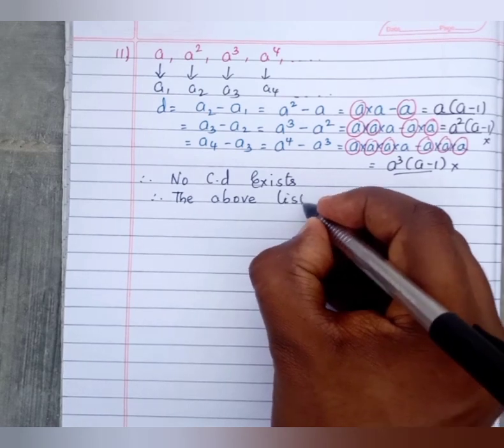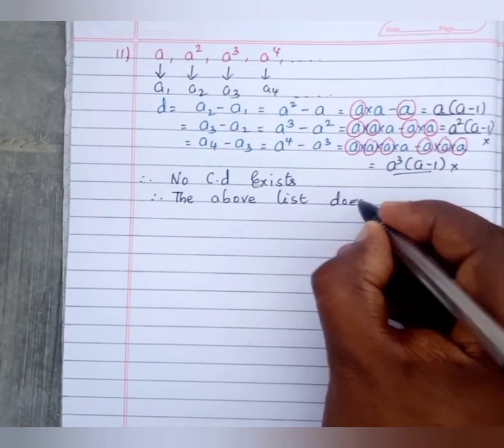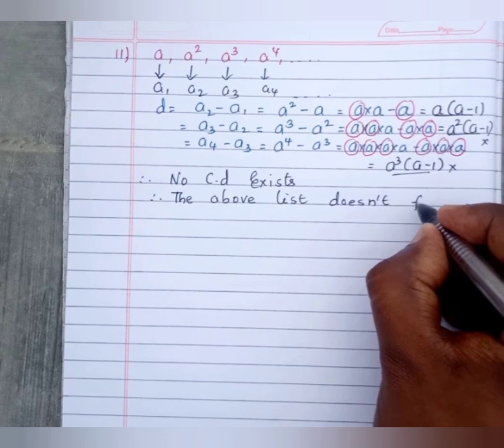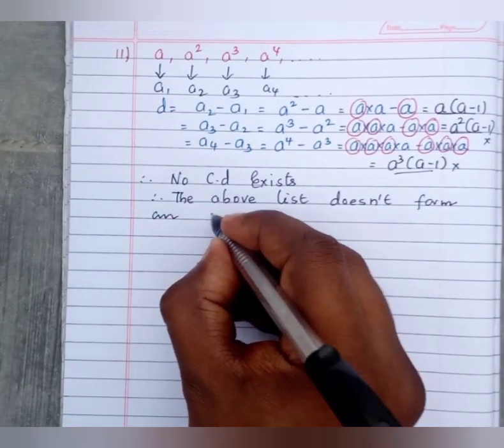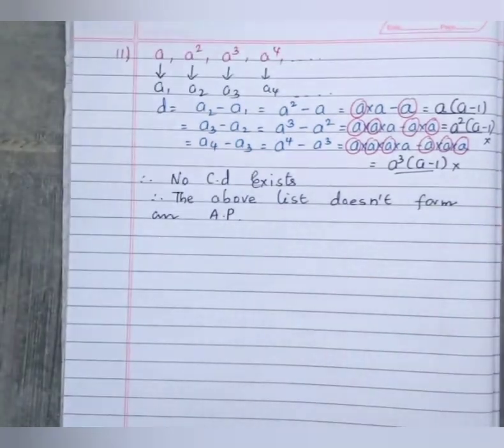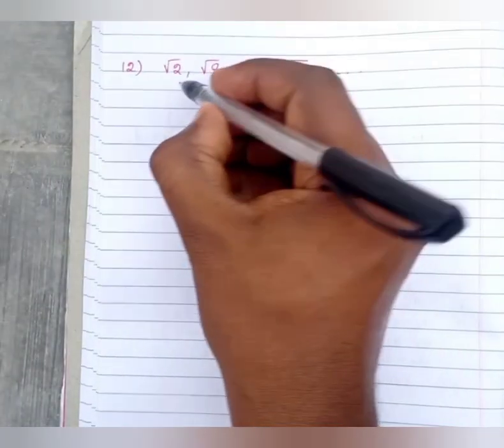Students, please make a note that you should always simplify the terms to check whether the common difference exists or not. In the first step, you cannot say whether the common difference exists or not. We'll move to the next question.